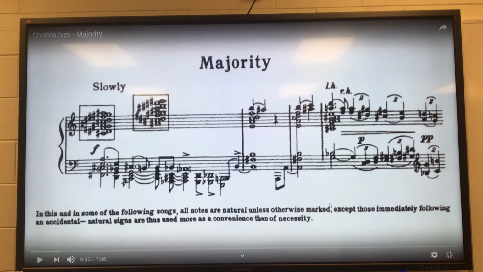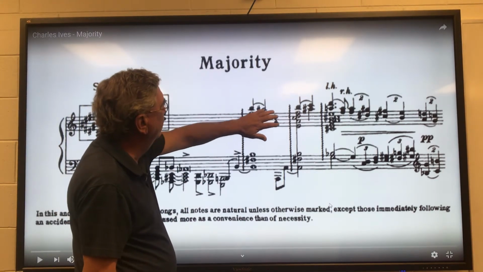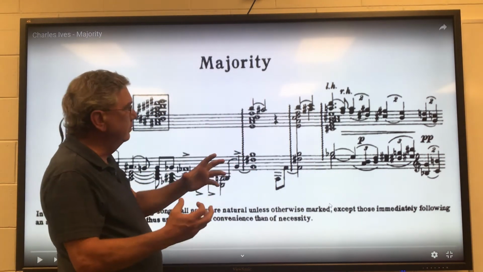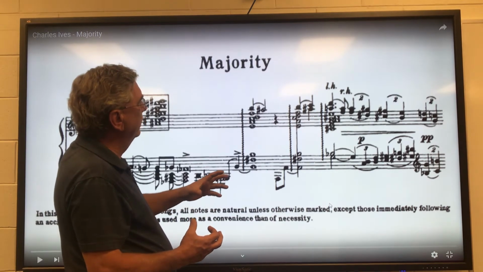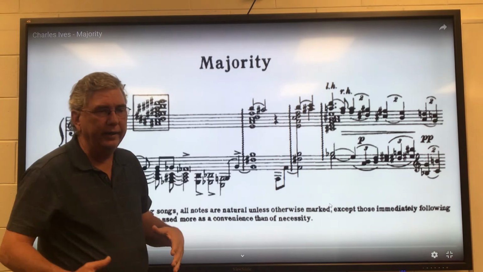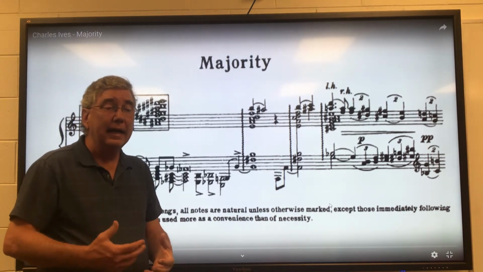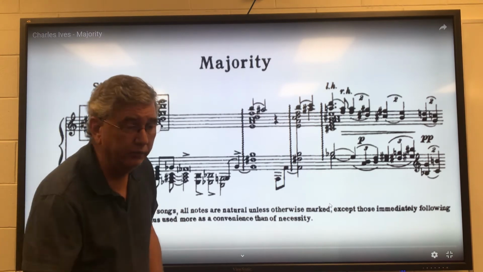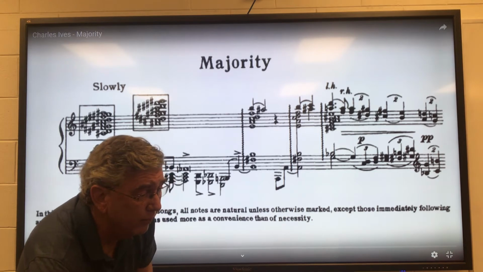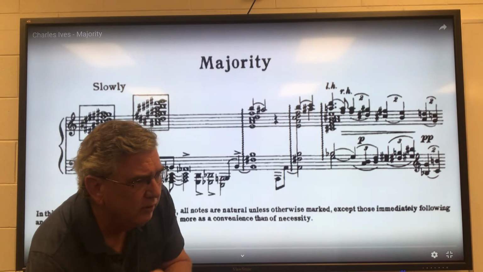You can see up here we have 1, 2, 3, 4, 5, 6, 7, 8, 9, 10 notes all crammed together. And this is what creates the tone clusters. I'm going to play not the entire piece, but enough to where you'll get the idea and maybe help you out on the listening, because the listening for 20th century is going to be harder than what we've had before. Here's Charles Ives, The Majority, using tone clusters.